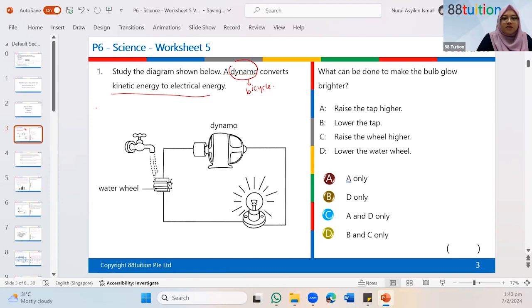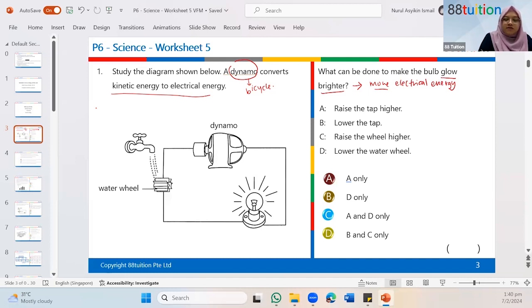Let's look at the question first, what they want. They ask you what can be done to make the bulb glow brighter. First you have to understand that to do this, you need more electrical energy. And energy cannot be created, right? It can only be transferred and converted. So this more electrical energy must have come from somewhere.